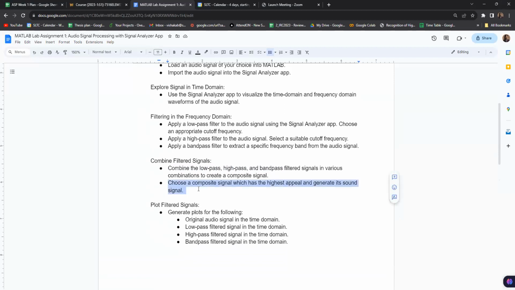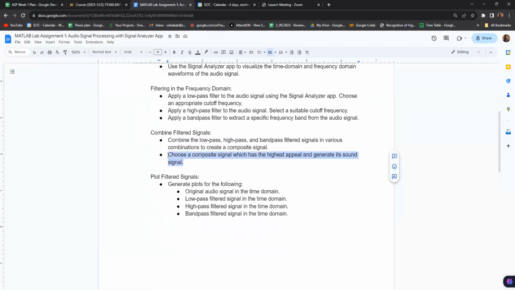And then you have to choose the best combination, the one that gives the best output signal that you prefer. You can decide it on your own. You can choose the one that you like the best, and you can present that.